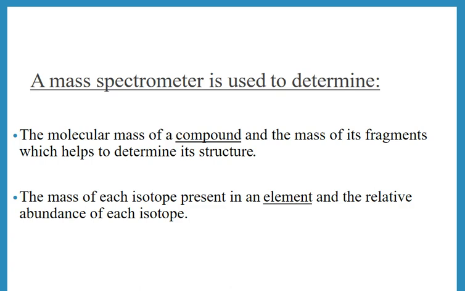The mass spectrometer is used in our syllabus to determine one of two things. Either I'm using it to analyze a compound. In that case, I'm trying to get the molecular mass of the compound and the mass of its fragments. And this is used to determine the structure of this compound or to confirm the structure of a compound. And we'll explain this in detail. Or I could be using this mass spectrum to analyze an element. And in that case, I'm trying to get the mass of its isotopes and the relative abundance of each isotope. So let us discuss this in detail.